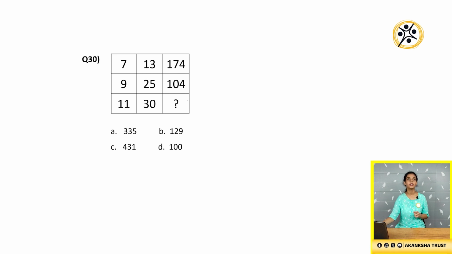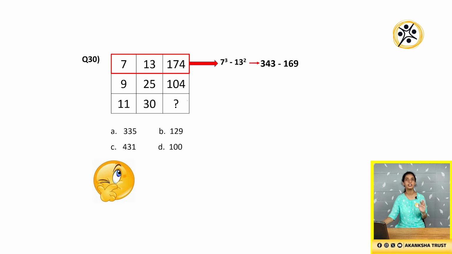The next question, we have the missing number in the last entry, that is third row, third column. Let us try to find the relationship in the first row itself. We have the entries as 7, 13 and 174. If we see how we can deduce this, we can see that 7 cube minus the second entry square, that is 13 square, gives us the third entry 174. So see, 7 cube is 343. When you subtract the square of 13, that is 169, we get the answer as 174.